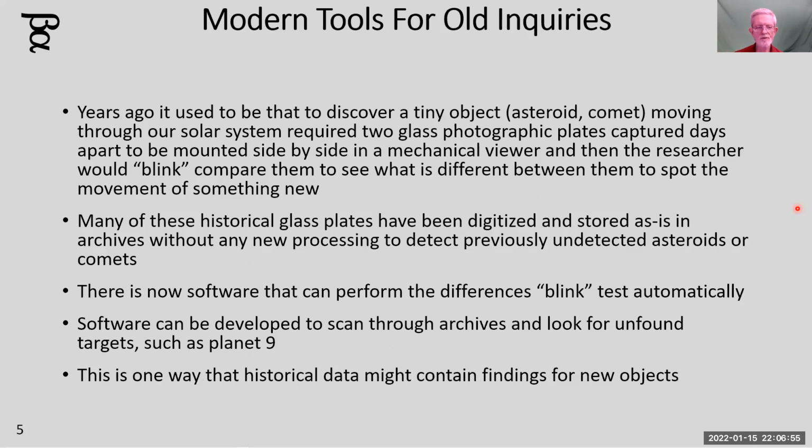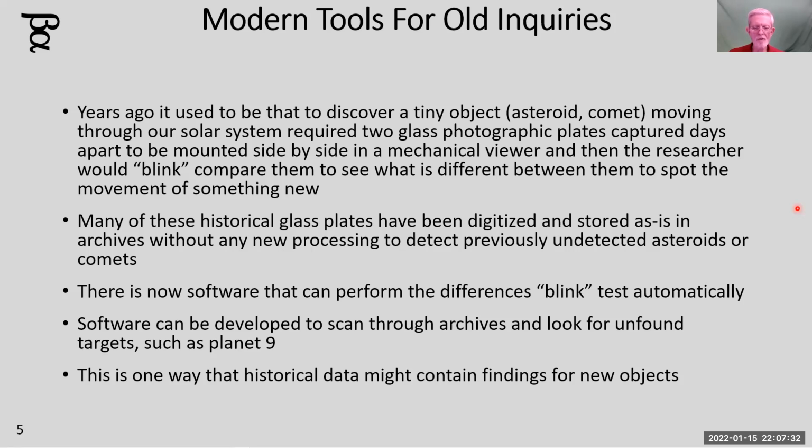So we have modern tools for old inquiries. If you think back to when they first started finding asteroids and comets, they had what is known as a mechanical viewer that was a blink comparator. You put a glass photo plate here, and then you put tonight's glass photo plate here, and then you would look through what looked like binoculars, and there would be a flip plate that would allow you to see the left image or the right image, and you would flip back and forth between them, and you would look for what the difference is, and you would go, oh, there's a little black dot that I didn't see the first time.